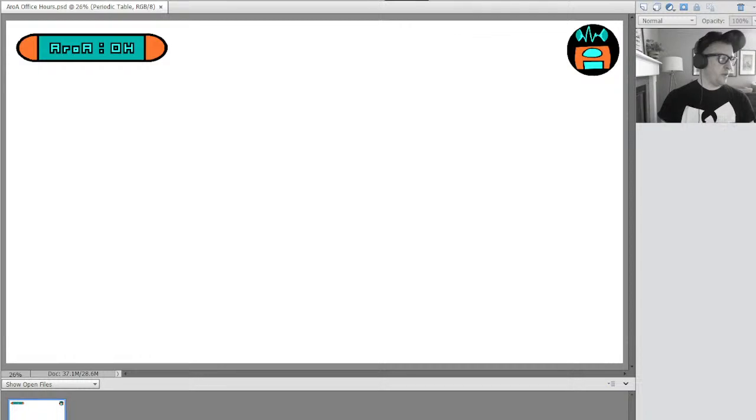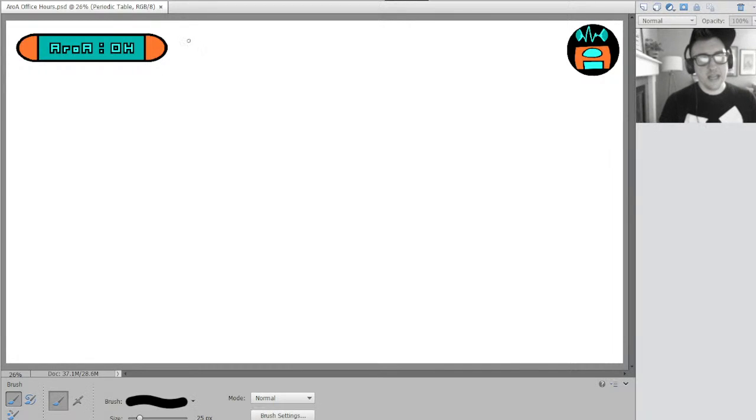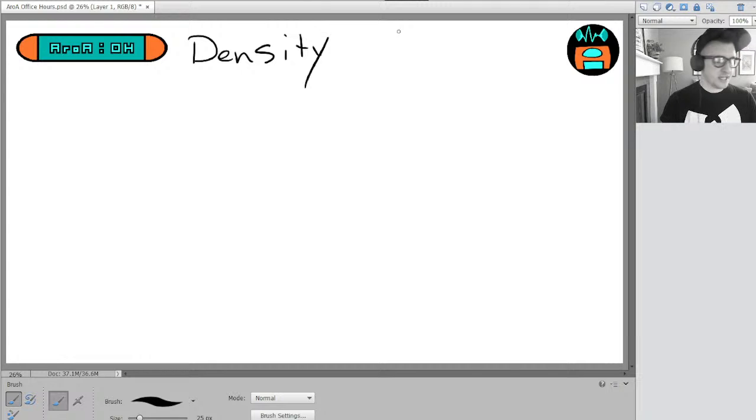So we left off with talking about density. And I left you with one doozy of a practice problem. The equation for density is a ratio of the mass of a substance or an object to its volume.